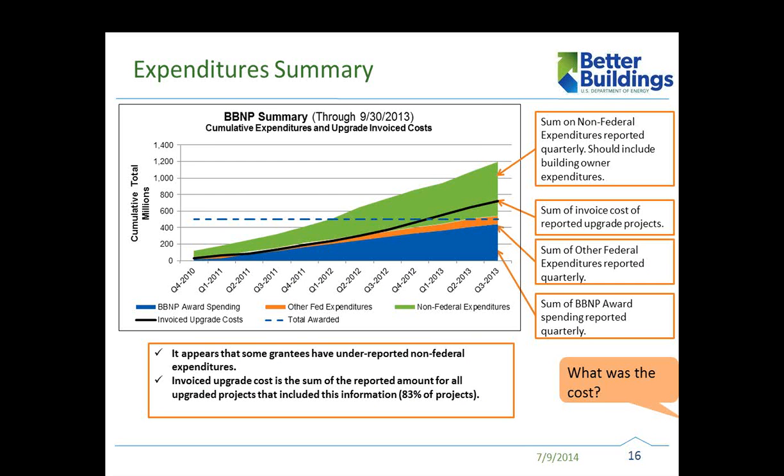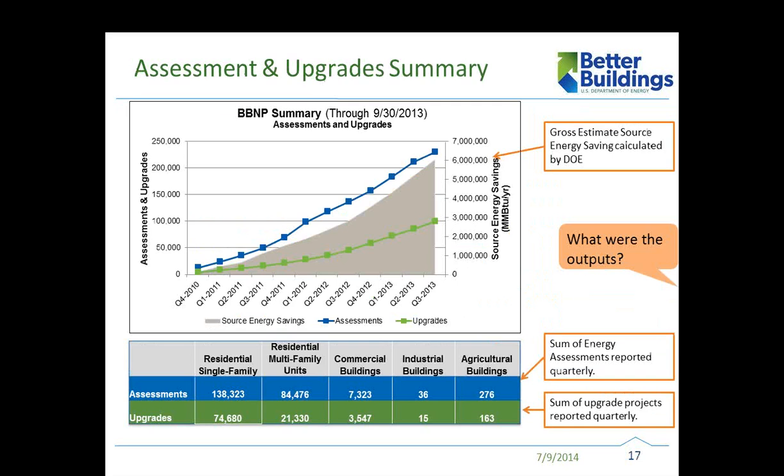Now, a couple things to note on that invoice cost. Only 83% of the projects reported had that information, so I expect that that value is underreported. It's probably more than that. And the green area as well, it does appear that some grantees may have underreported the non-federal expenditures or didn't include the building owner contribution in that green bar. So that's probably higher as well than what has been reported.